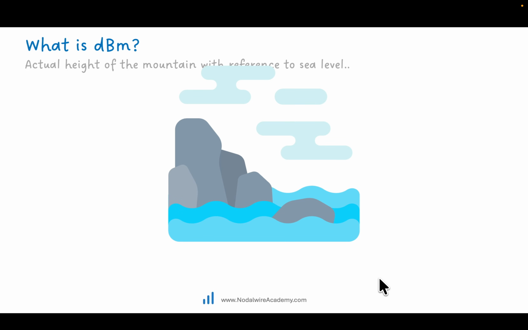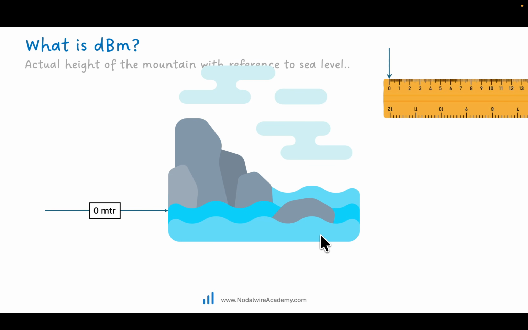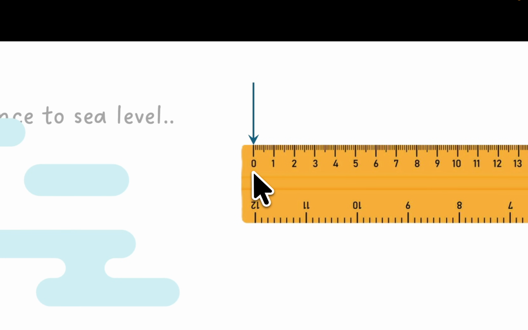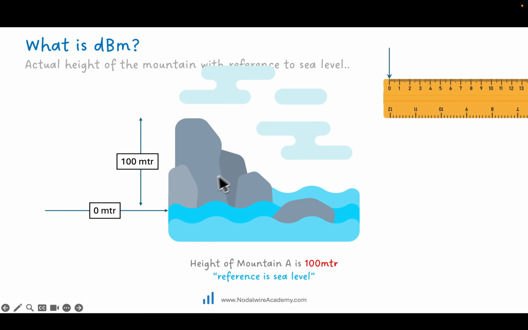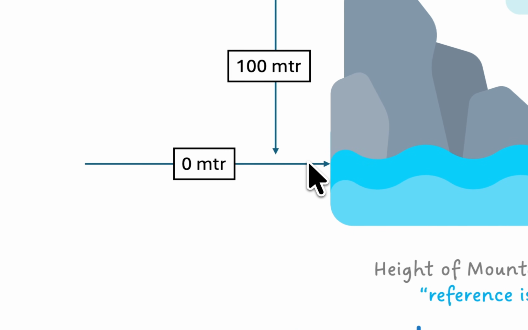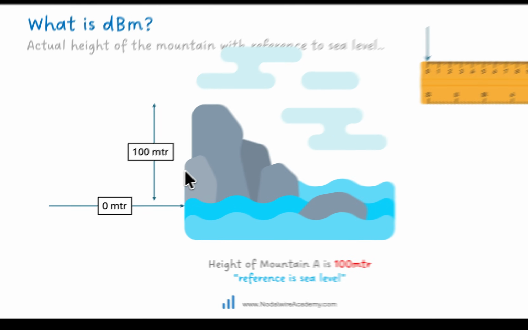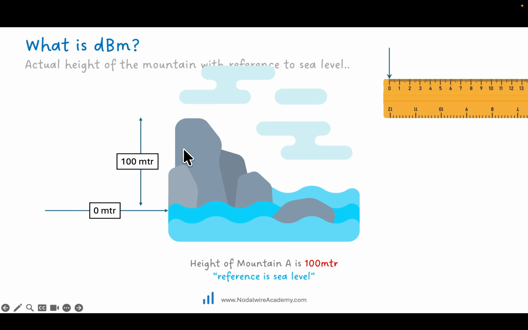For example, this is a mountain which is in the sea. If you want to measure the height of a mountain, for example, this mountain height is 100 meters. Always you start with the scale at 0. Whenever we measure on a scale, the reference value starts with 0. Similarly, what is the reference value for measuring a mountain? The reference value is always above mean sea level, that is the 0 meter here in the real world. So in this picture, we are taking the actual value of a mountain, that is 100 meters, with reference to the sea level, that is 0 meters.